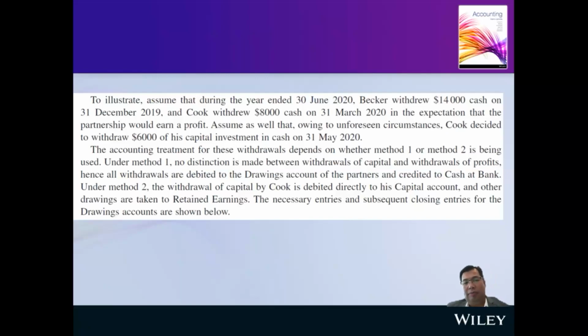Let us look at this example to illustrate. Assume that during the year ended 30th June 2020, Becker withdrew 14,000 cash. Cook also did the same thing, withdrawing 8,000 cash. In the question, what is the date? 30th June is the financial year end. Becker withdrew on 31st December, which is 6 months before that. Cook withdrew on 31st March 2020.